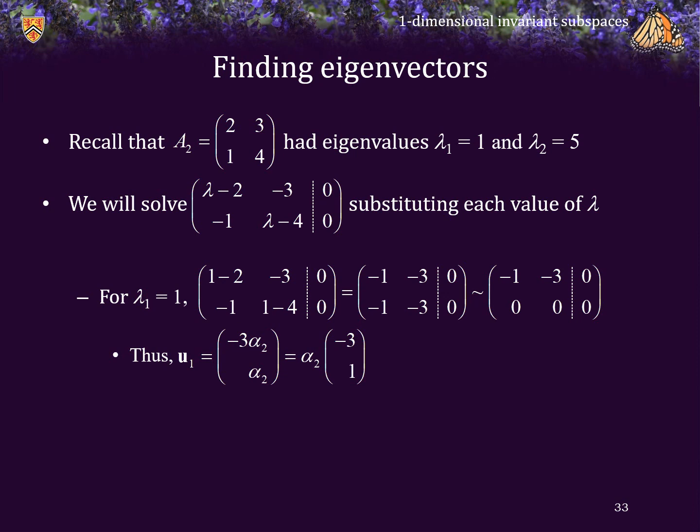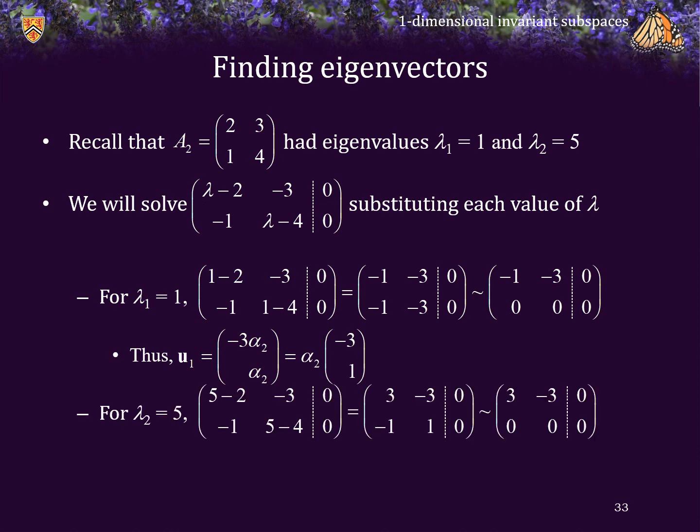So consequently, our eigenvector is -3, 1. And if we were to multiply -3, 1 by that matrix, we get -3, 1, which is exactly what we were anticipating, because the eigenvalue is indeed 1.